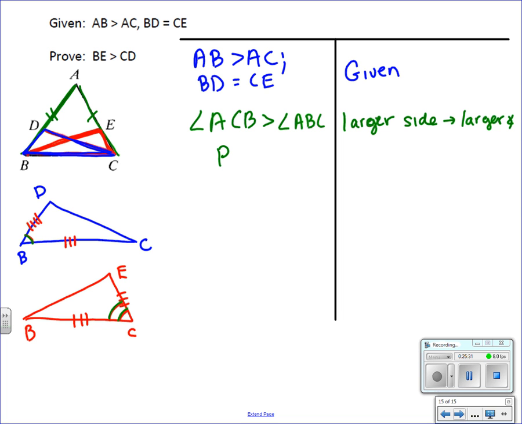I know BC is equal to BC by reflexive. Then lastly, I have now our Hinge theorem. I have two sides equal, BD equal to EC. I have BC equal to BC, and I have angle ACB. This angle in the red triangle is greater than that angle, so therefore BE is greater than CD by the Hinge theorem.